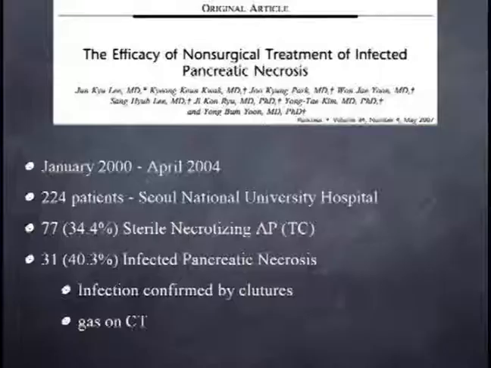Now, this study in 2007 looked at 224 patients in Korea. 77 had sterile necrosis diagnosed by CT, 31 had infected pancreatic necrosis, and infection was confirmed by cultures and gas on CT.